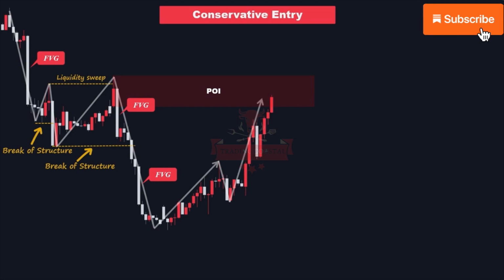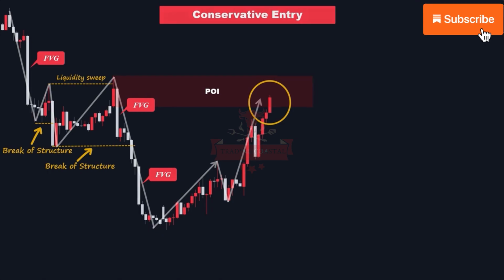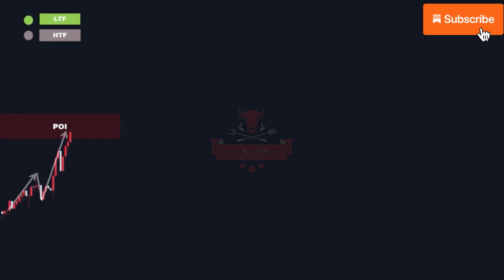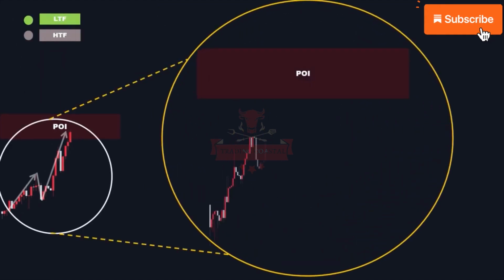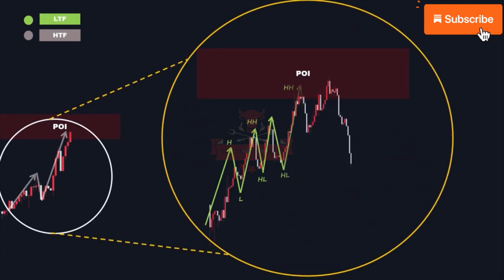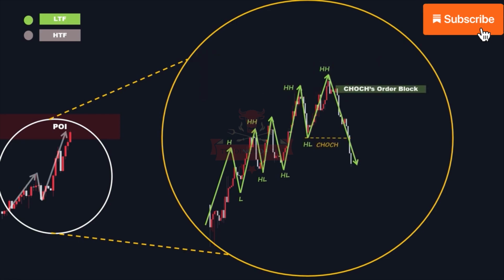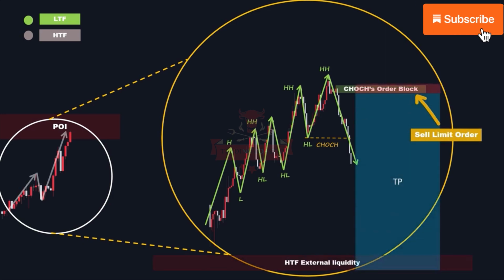To apply the conservative entry, we should wait for price to tap into the point of interest zone and show a rejection. Then our next step is to switch to a lower time frame. Closely monitor the price movement and patiently await the formation of a valid change of character pattern. After detecting the confirmation of market structure shift on the entry time frame, we can set our entry position on the lowest point of the newly recognized order block, in this case, a supply zone on the lower time frame, which is created by the change of character wave.